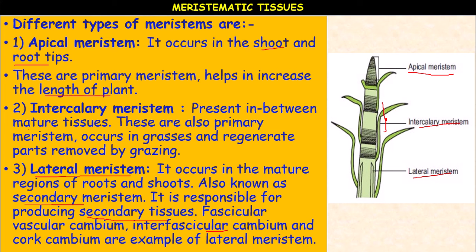Okay. So, what is the function of lateral meristem, children? Increase the girth of the plant, which means it helps in the secondary growth. That is why lateral meristems are present in the matured parts of the plant. It may be the root or shoot.